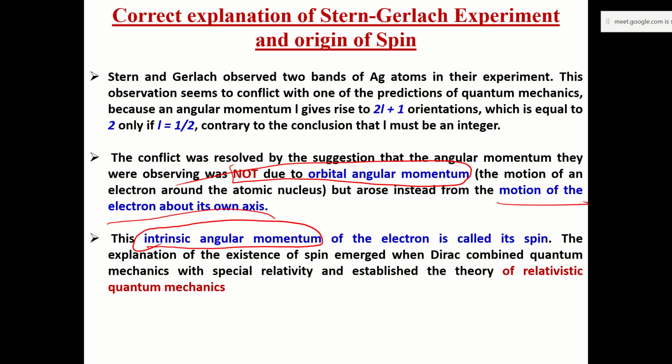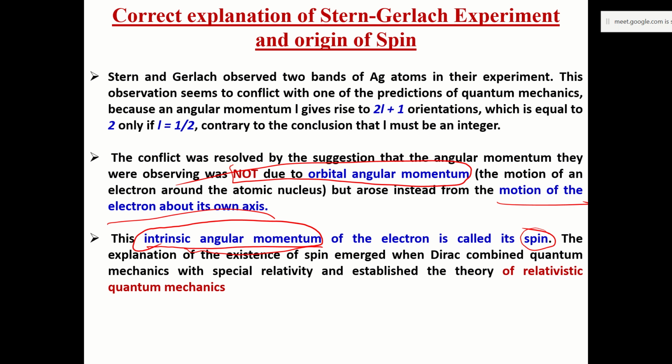Just like mass is an inherent property, just like charge is an inherent property of the electron, whether it is a bound electron, unbound electron, or free electron, whatever, mass and charge will always be there. Just like that, this intrinsic angular momentum due to the spin will always be there. And this emerged later on to be a very, very fundamental property of any subatomic particle.